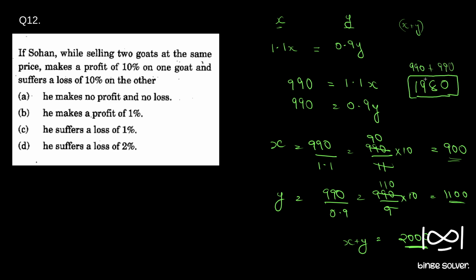Okay, so if you see, he made a net loss of 20 rupees. 2000 minus 1980, he made a net loss of 20 rupees. So 20 is 1% of this. You can clearly see that if you divide 2000 by 100, you get 20. So 20 is 1% of this. So he suffers a loss of 1% is the correct answer.